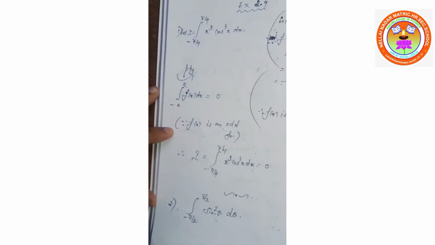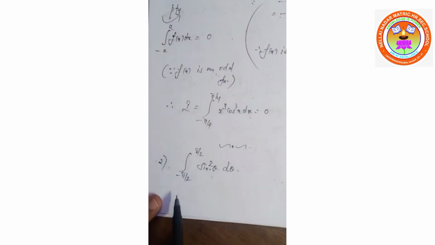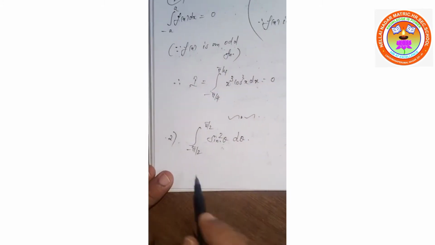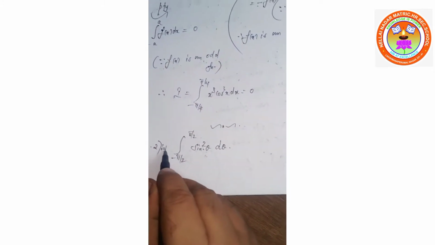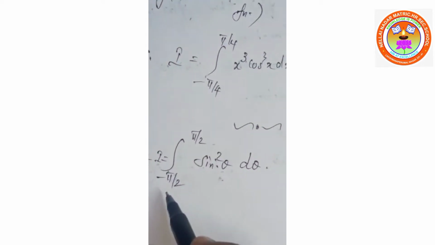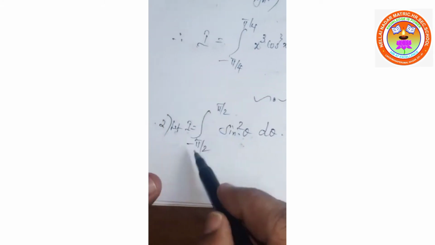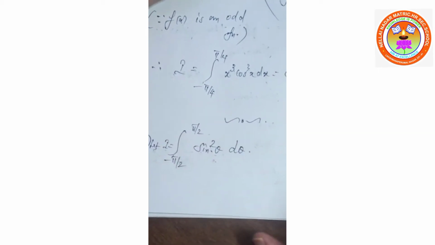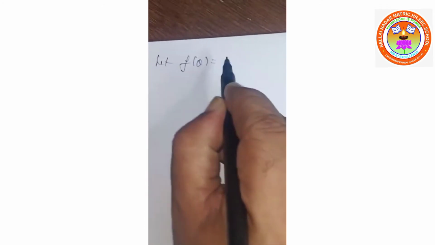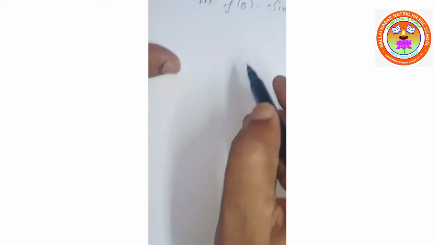Problem number 2. Using the properties of integral, evaluate integral minus pi by 2 to plus pi by 2 sin squared theta d theta. I consider this integral as I equals. Again, look at the limits, minus a to plus a, very similar to that first problem. So I consider sin squared theta as f of theta. Let f of theta equal sin squared theta.